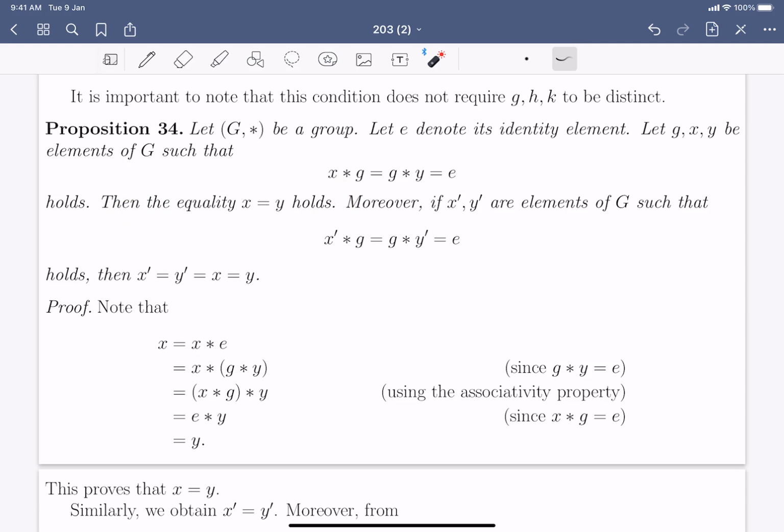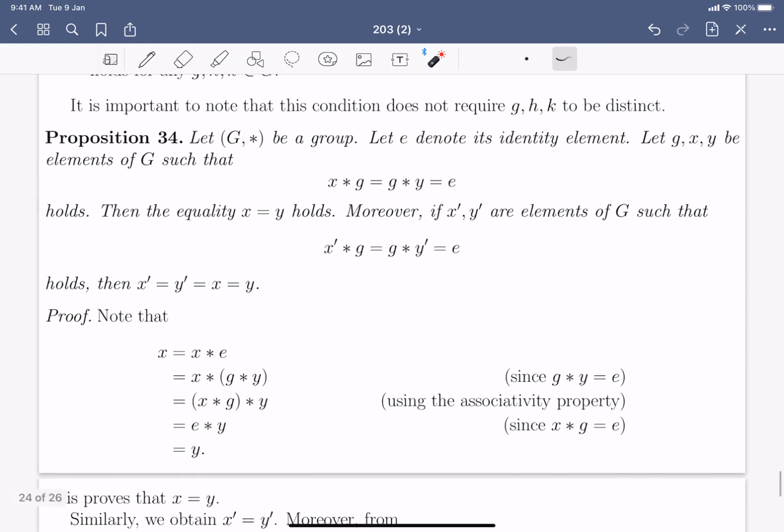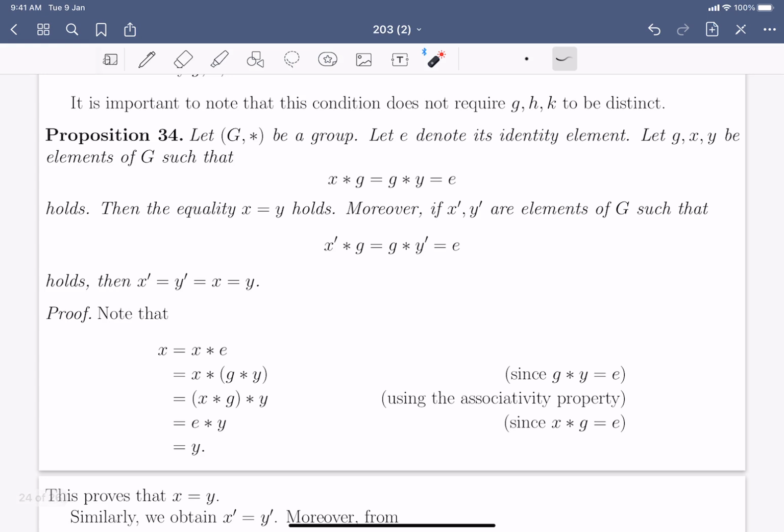Okay, this is easy to see that X equals Y because X has to be X star E, because E is the identity element, and E is the same as G star Y, right? So which is G star Y, and by the associativity property this is the same as X star G then composed with Y, right? And X star G has to be identity, so this is identity star Y, and by the usual property of identity, you know that E star Y has to be the same as Y. So you already see that X equals Y holds.